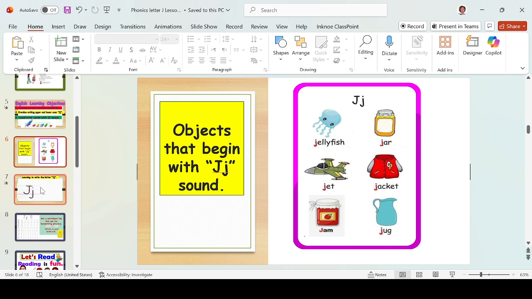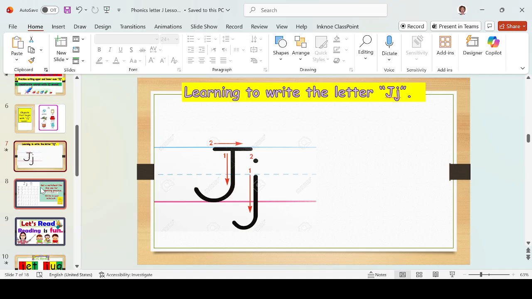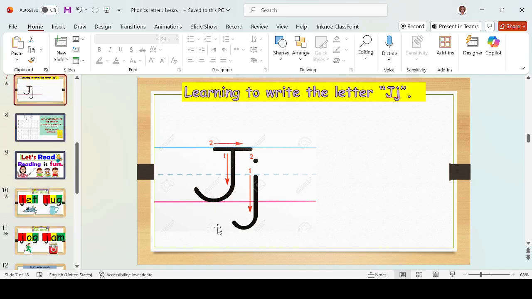Now let's move on. The next one, we are going to practice to write the letter J, the uppercase and the lowercase, okay? So you are going to write step 1 like this. Okay, again like this, and then number 2. Okay, so can you try it in the air, step 1 and step number 2.